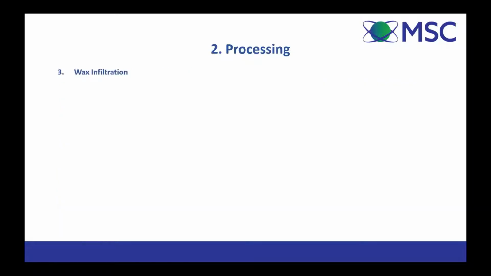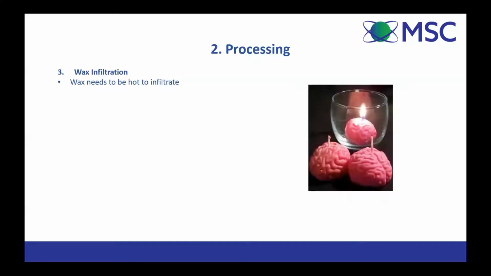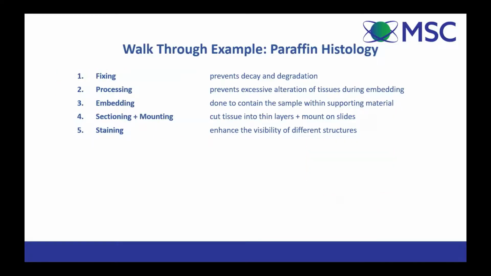So next we're moving on to wax infiltration. Wax needs to be hot, obviously, to infiltrate, because if it's cold, it's a solid. And when you do your wax infiltration sequence for samples of approximately the same size, it looks again something like this. So very repetitive, of course, but the reason why it repeats itself in that manner is that you want to have clean, fresh wax going in.